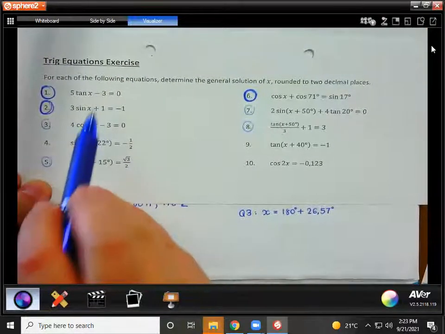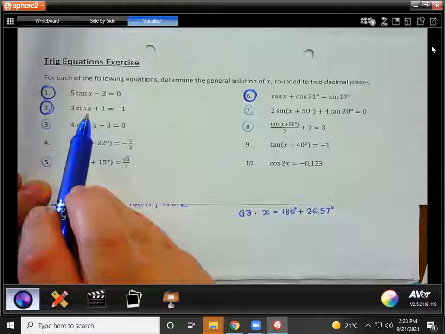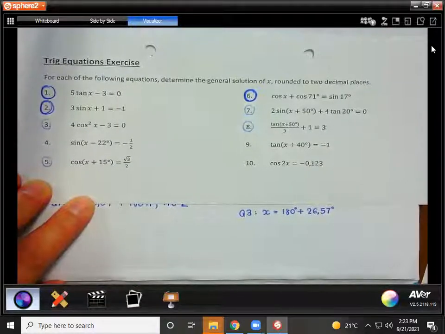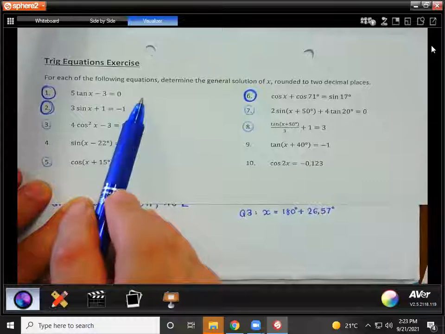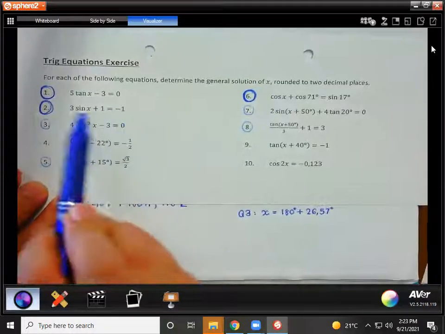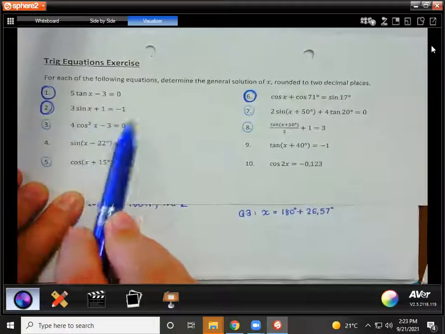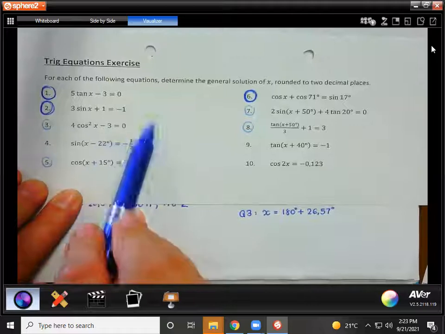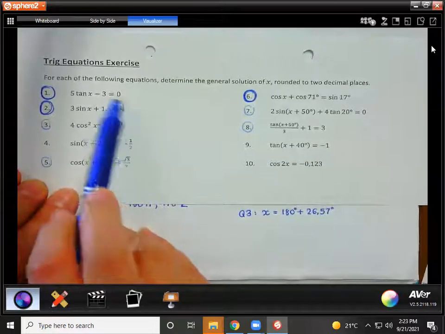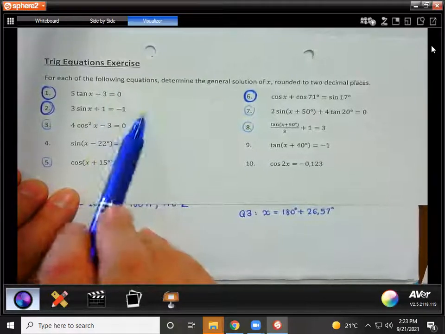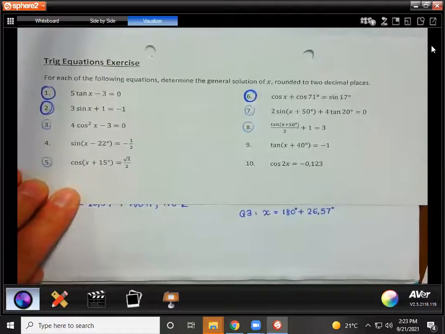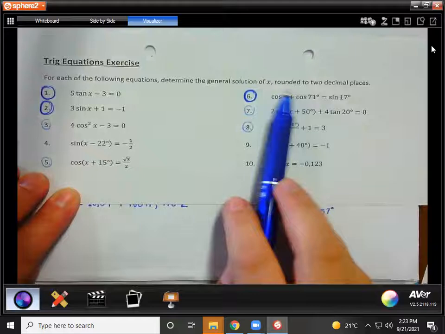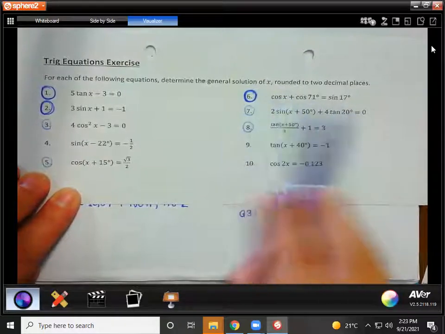In numbers 1 and 2, you're going to have to get tan x and sin x on their own first. All right, so first in number 1, you're going to move the -3 over, then you're going to move the 5 over. Okay, in number 2, you're going to move the 1 over to that side, then you're going to divide by 3. So in 1 and 2, in both of those, you first have to shift everything to the other side before you do your quadrant and then your reference angle.